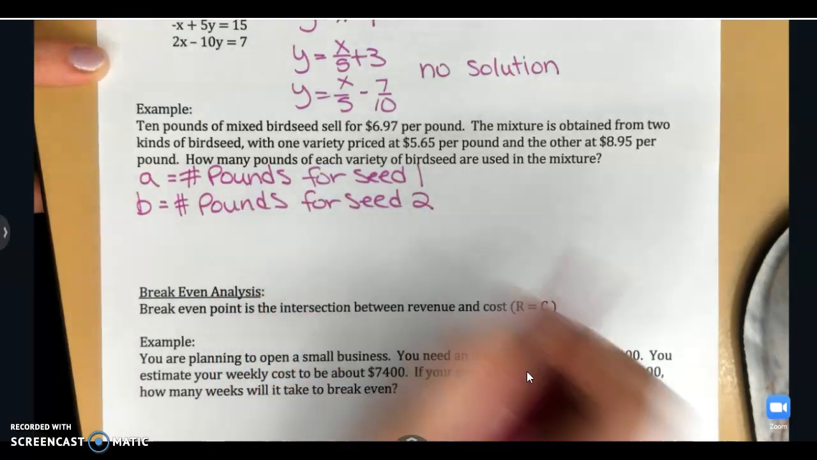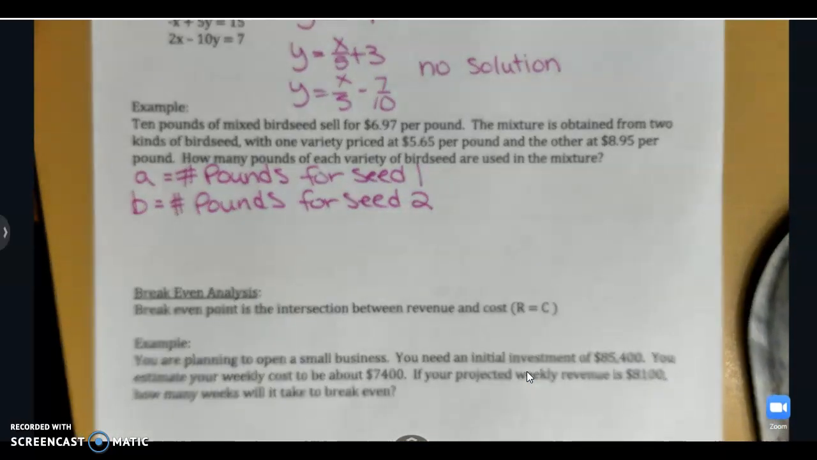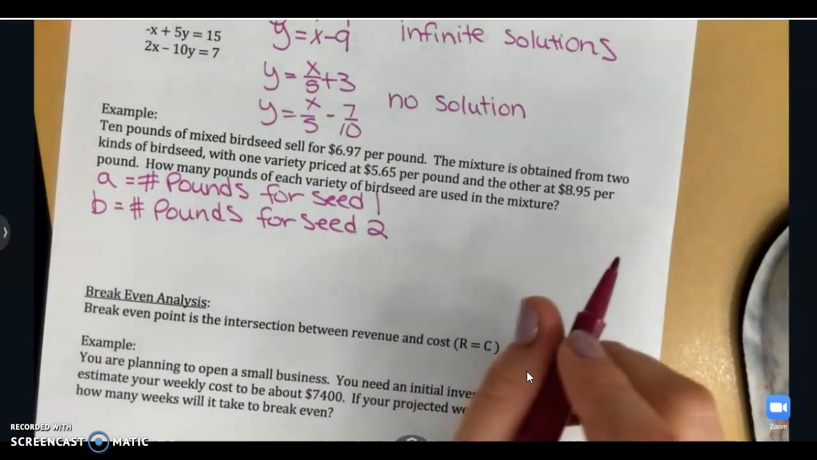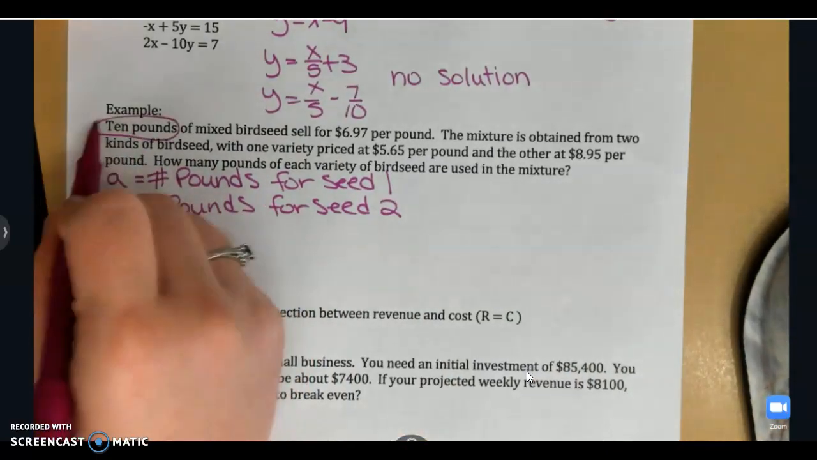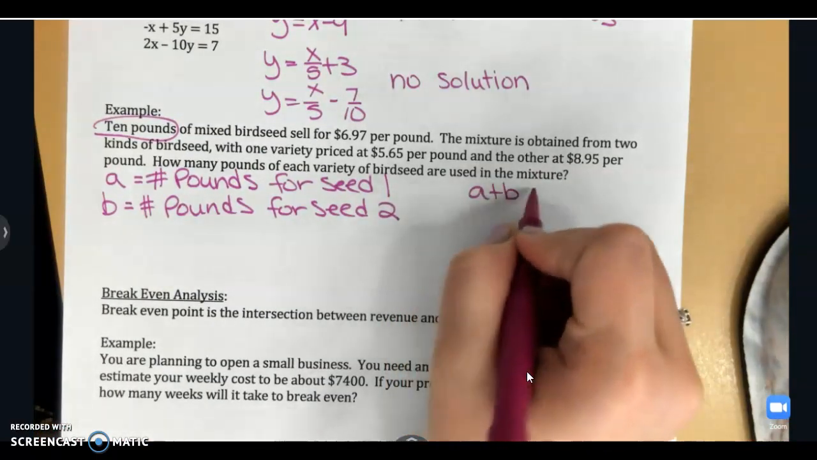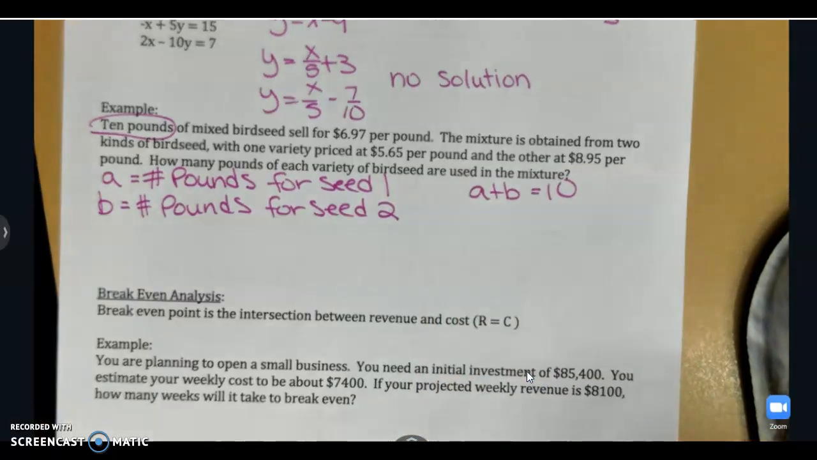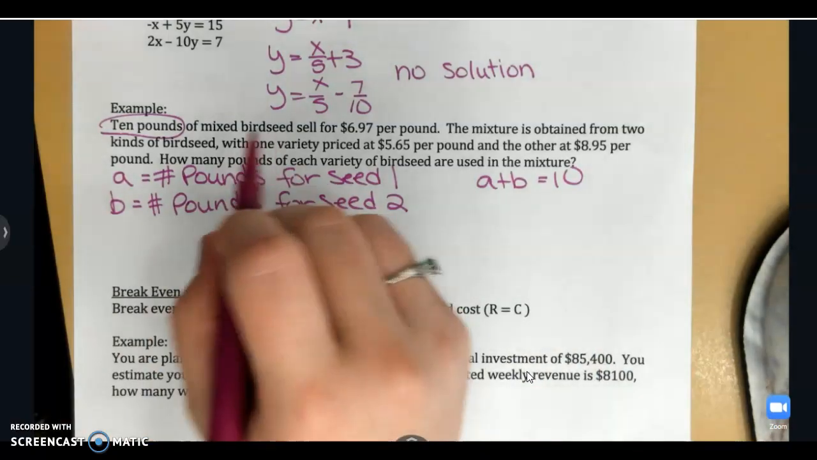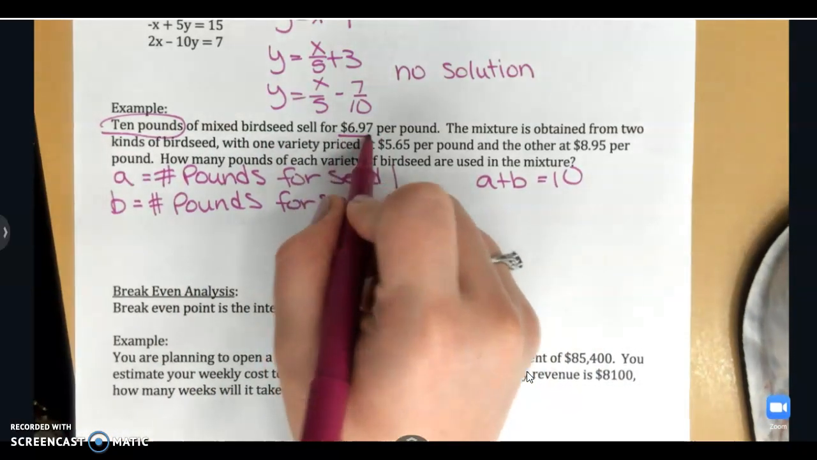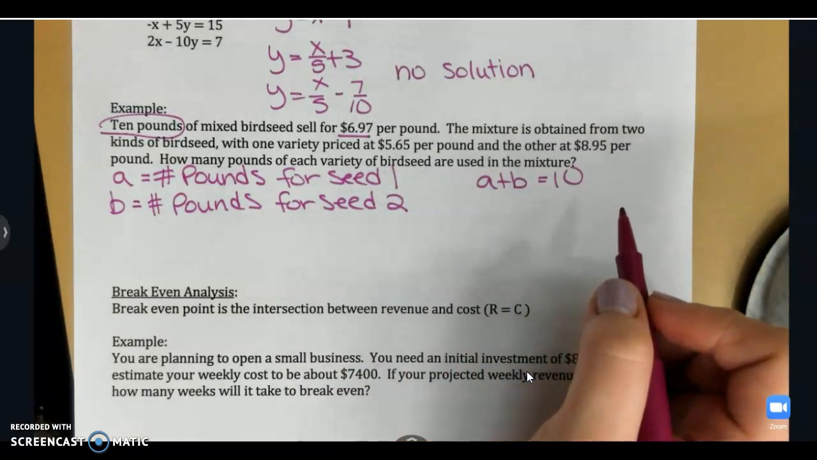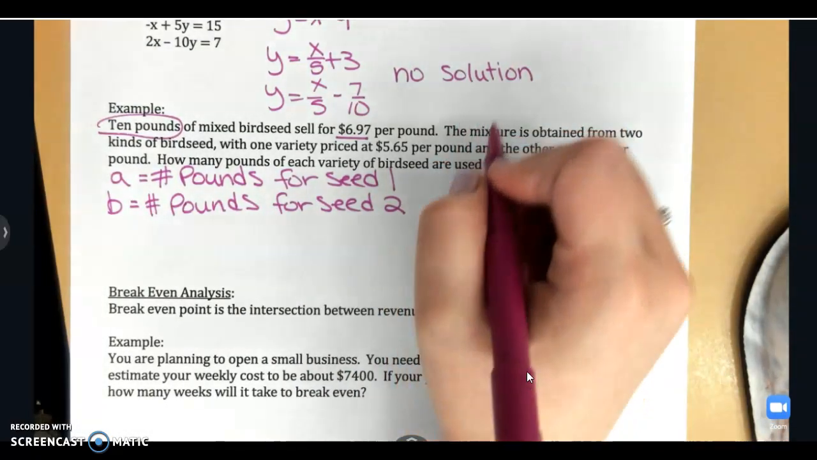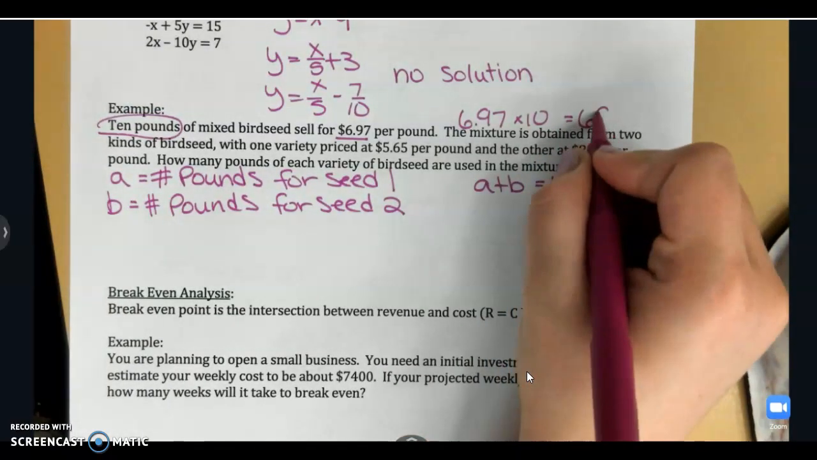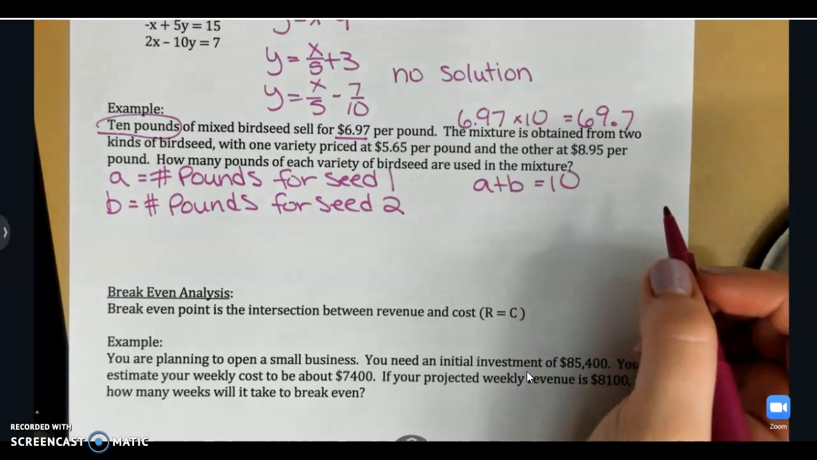So with that in mind, my two variables and then the information in the problem, I'm going to write my equations. So my total number of pounds is 10 pounds. So that means that A plus B has to equal 10. Okay? Then the other information I'm given has to do with the cost of this bird seed. So this mixture is $6.97 a pound, and I have 10 pounds of it. So my total cost is going to be $6.97 times 10, which is 69.7, or 69.70.